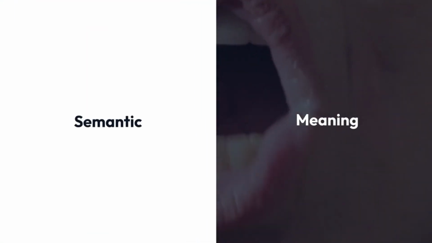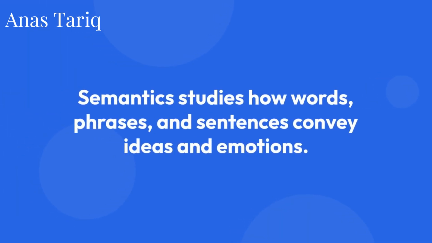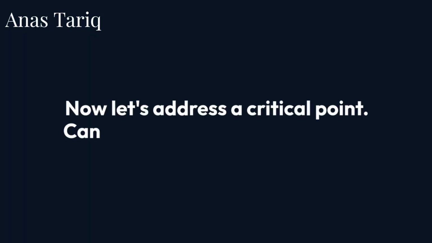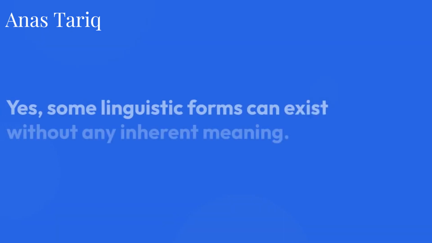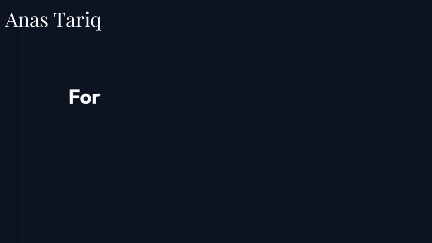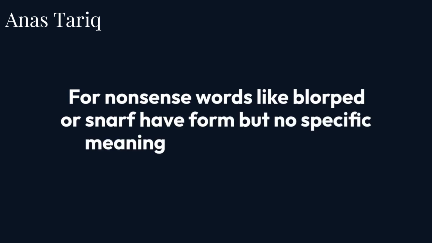Finally, at the semantic level, we focus entirely on meaning. Semantics studies how words, phrases, and sentences convey ideas and emotions. Now let's address a critical point. Can form exist without meaning? The answer is yes. Some linguistic forms can exist without any inherent meaning. For instance, nonsense words like blorp or snarf have form but no specific meaning, until we assign one.